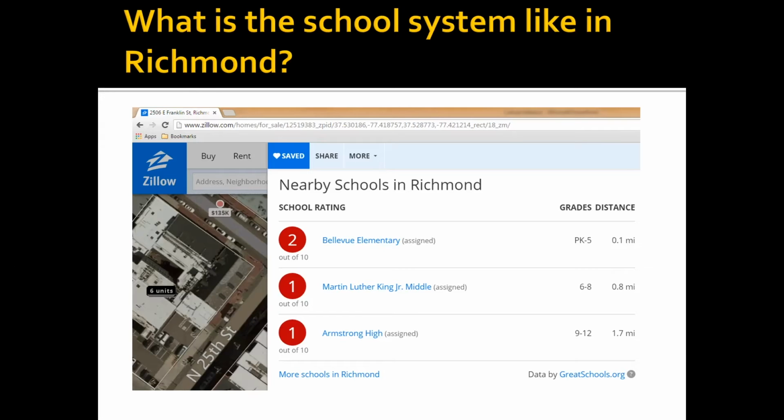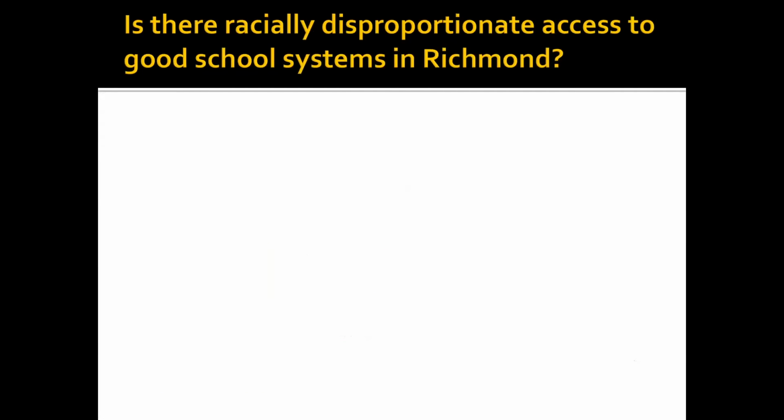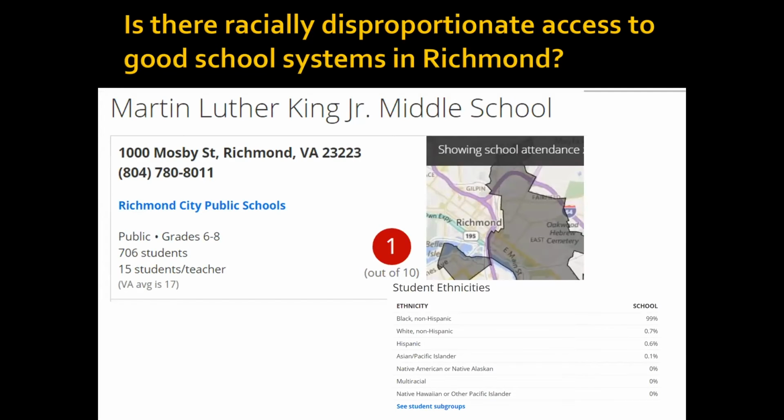And people in Richmond have talked for a long time about the Richmond City public school system. So you may be aware that this is the dynamic of the city that we live in. And then if I were to ask that question a little bit further, what if I said, is there racially disproportionate access to good school systems in Richmond? Well, let's look at what the racial and ethnic breakdown is for, let's just say, Martin Luther King Middle School. Black, 99%. White, non-Hispanic, 0.7%. Hispanic, 0.6%. Asian Pacific Islander, 0.1%. So there is a profound overrepresentation of Black kids in a 1 out of 10 school system in Richmond.